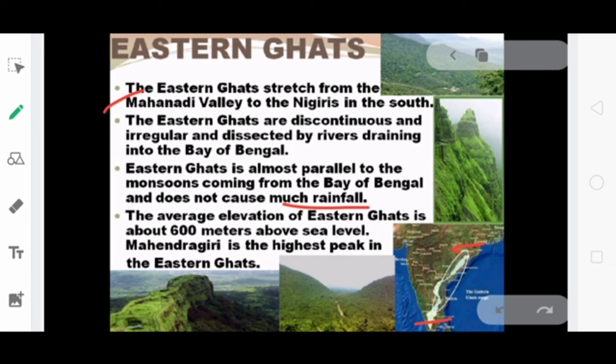The average elevation of Eastern Ghats is about 600 meters. By this we can see that Western Ghats is much higher when compared to the Eastern Ghats. So the average elevation of the Eastern Ghats is about 600 meters above sea level. Mahendragiri is the highest peak in the Eastern Ghats. Please make sure you learn the highest peaks of Western Ghats and Eastern Ghats and the major differences between Western Ghats and Eastern Ghats from the exam point of view.